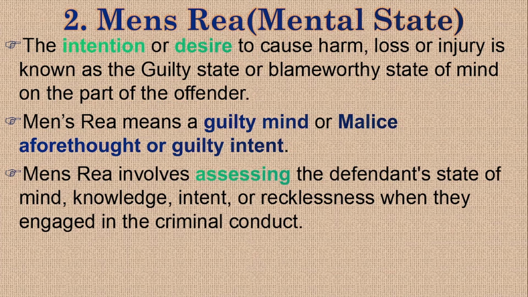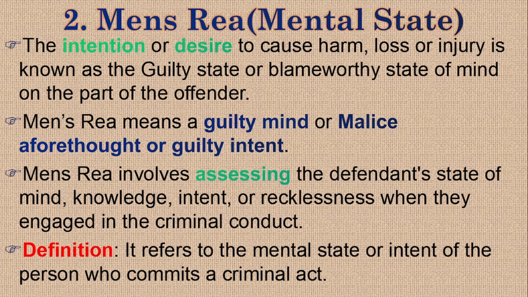Same with a child. If a child gets a knife and, playing with a brother, stabs the brother or the sister or the mother, they don't understand the harm that it is going to cause. So we're looking at the state of the mind, and we can define it as the mental state or intent of the person who commits a criminal act. Let's look at an example that will help us to understand these elements further.